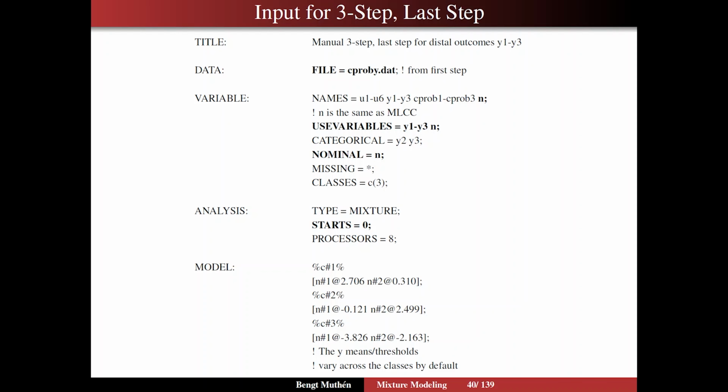So those are the values that we have to give for 3-step. Now the other variables on the use variable list, Y1 through Y3, their means for the continuous Y or thresholds for the ordinal Y2 and Y3 vary across the classes by default. So they don't have to be mentioned. You could mention them within each latent class here, but they don't have to be mentioned.